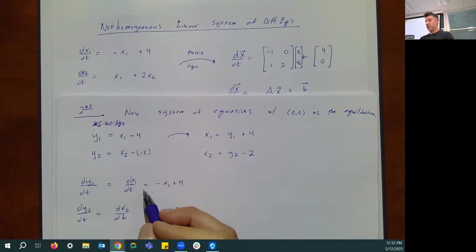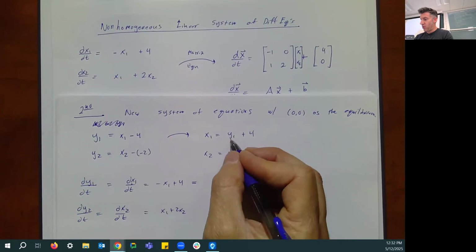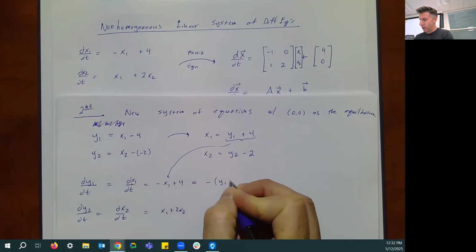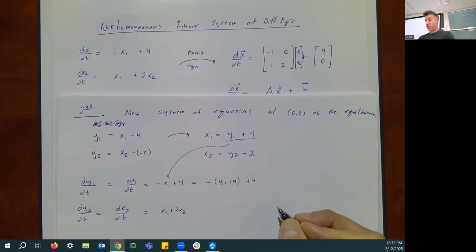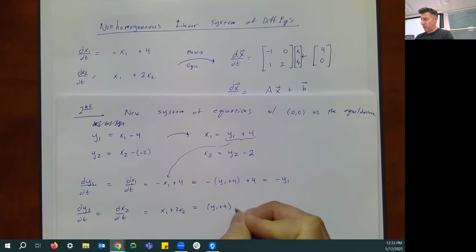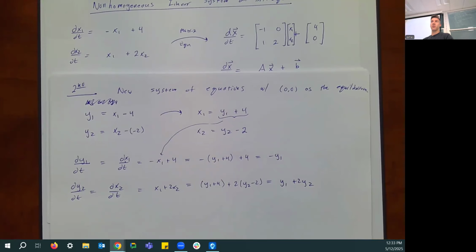But now we're going to change these things to being in terms of the y variables. I'm going to plug in y1 plus 4 for x1. You get negative y1 plus 4 plus 4, which is negative y1 minus 4 plus 4. In the same sort of way, I'm going to plug in y1 plus 4 for x1 and y2 minus 2 for x2. If we write this out, I'm going to get y1 plus 2y2 minus 4, and the 4's cancel.